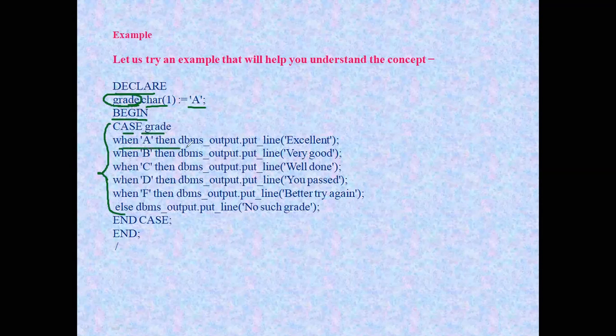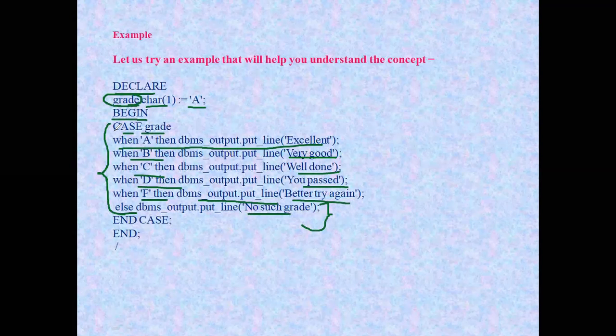When A, then dbms_output.put_line equal to excellent. When B, then it will print very good. If C grade, then it will print well done. If D grade, then it will print you passed. And if F grade, then this statement will print better, try again. And in the else section, I have specified no such grade. So this is the default value, because if none of the values match, then it will print no such grade. Then you use end case, so at last you will specify end case and you will write end.